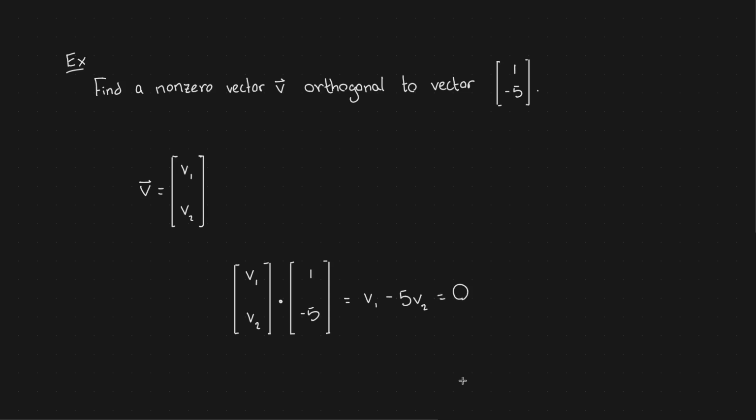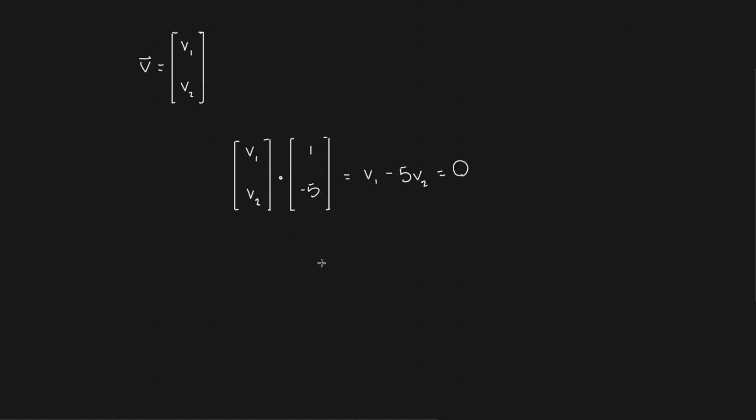So as long as I choose v1 and v2 so that I get 0 here, and so that v1 and v2 are not both 0, I will have my answer. Okay? Note that there are multiple possible options here, and let's just name a couple of them.